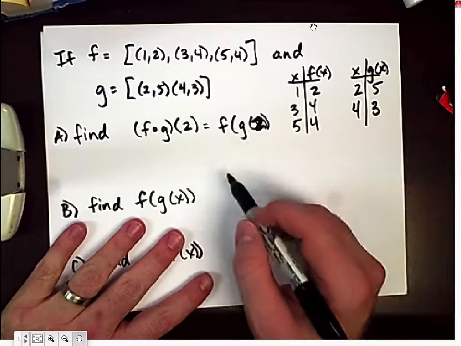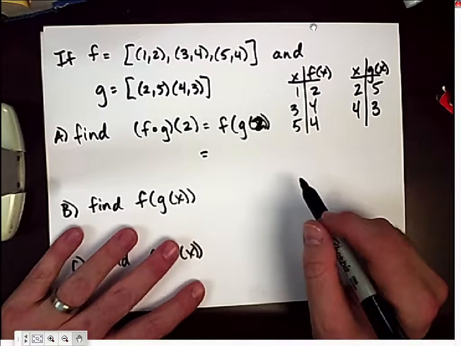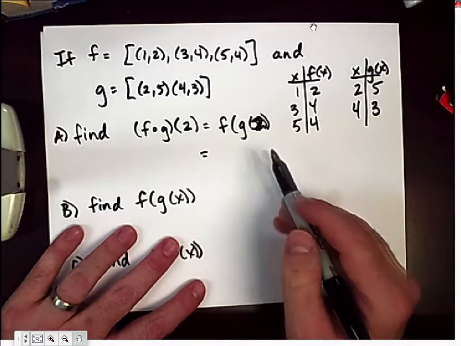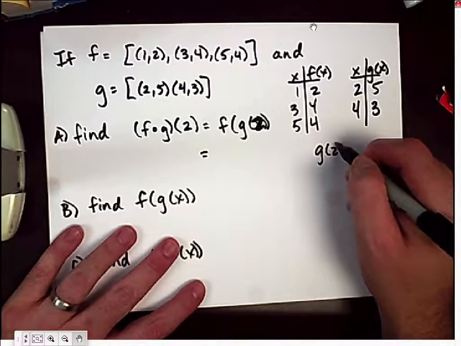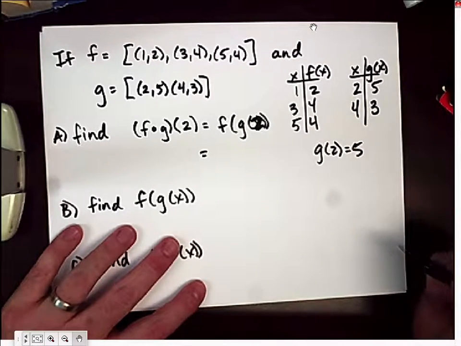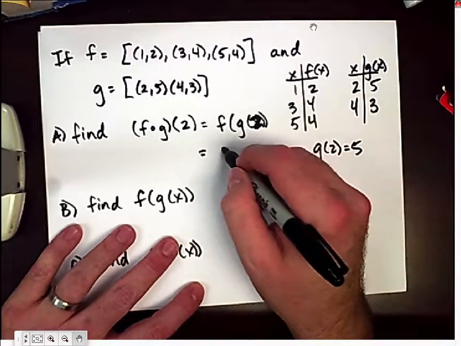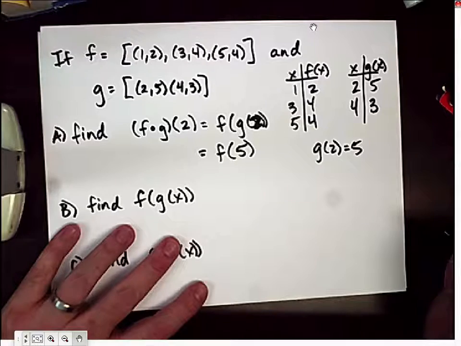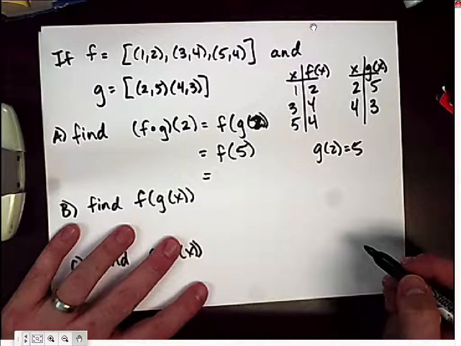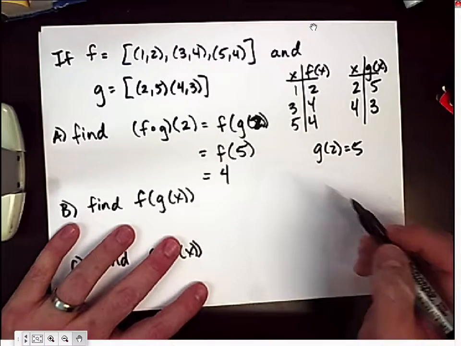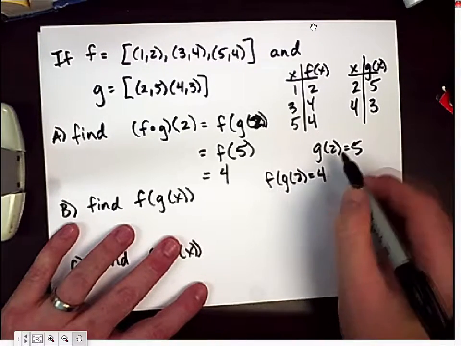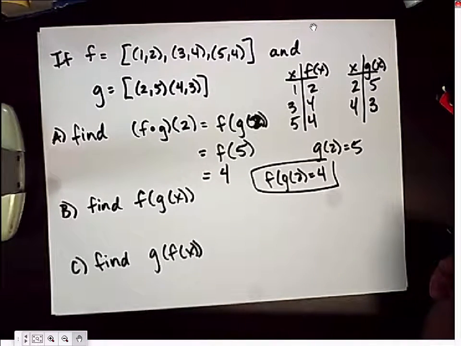So, what do we plug into what first? Plug what into G? 2. So what is G of 2? 5. When 2 is the input for G, the output is 5. So in place of G of 2, we can write 5. Now what is F of 5? 4. Therefore, F of G of 2 is equal to 4. Okay?